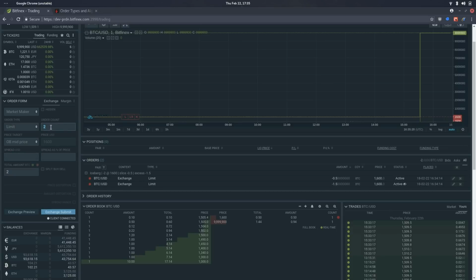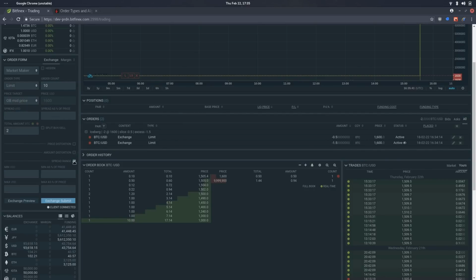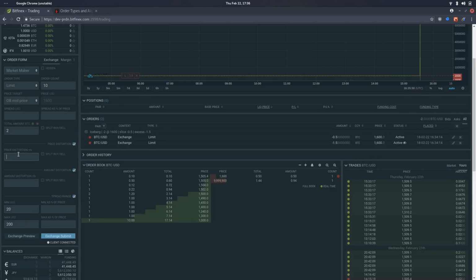But for this example, I will set up 10 orders to buy and sell with a mid price being the OB mid price. I can also specify a custom price and a spread. So the spread, I will use a range for the spread, which means we want it to be from $20 between the top bid and top ask from our bid ask set to a maximum of 200, let's say. We can also apply some distortion on the price. Let's say 10% for both. And we can mark it as hidden, but we won't do that.